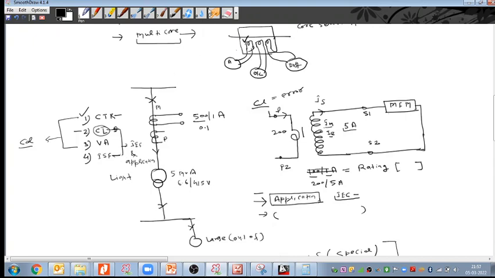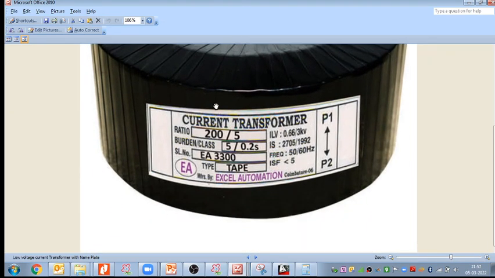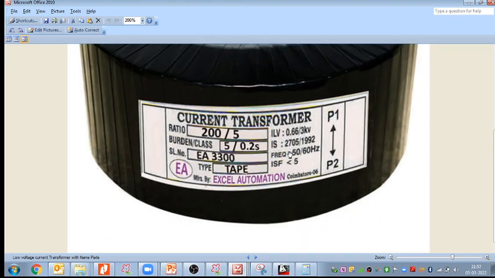That is the instrument security factor, ISF. Yeah, thank you, Amit. What is the ISF? Let me take any CT rating plate. We can see here the ratio is done, burden is done, accuracy class is done. This is the serial number of the manufacturer. Manufacturer is Excel Automation, so no need to consider the EA tape.